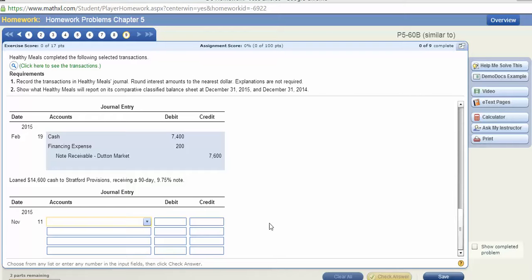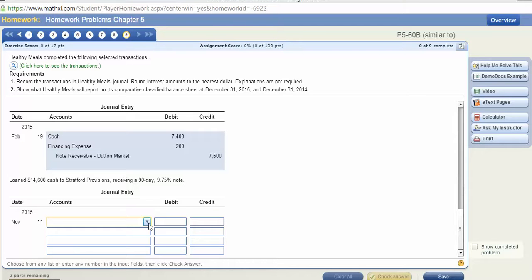Okay, let's do something that should feel pretty easy now because we've done it a couple of times. Here, you loaned $14,000 cash to Stratford Provisions, so you're doing the loaning of cash to someone else. In exchange for that, you received a 90-day note that pays interest at 9.75% per year, okay? Per year. That's important, just like before. So let's go ahead and just set up our note.